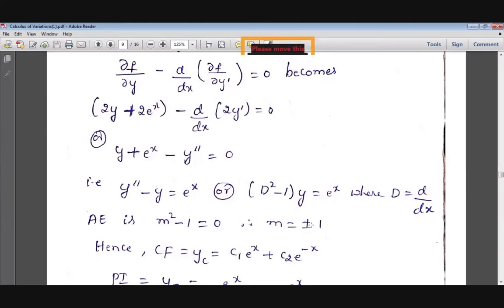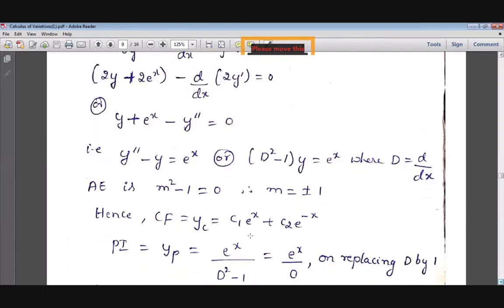So complementary function, CF, is equal to c1 e power x plus c2 e power minus x, because roots are real and different. Next, to find particular integral, yp equals right hand side divided by D square minus 1.